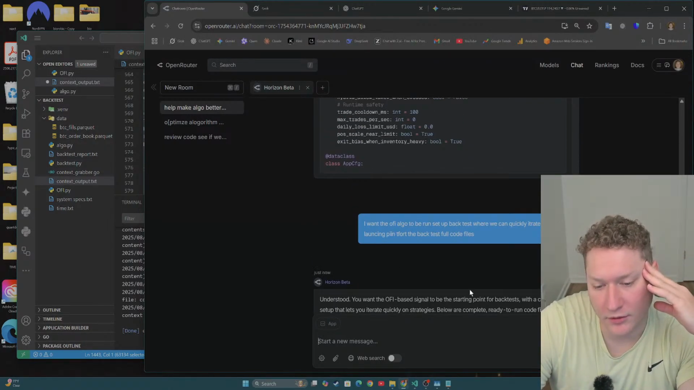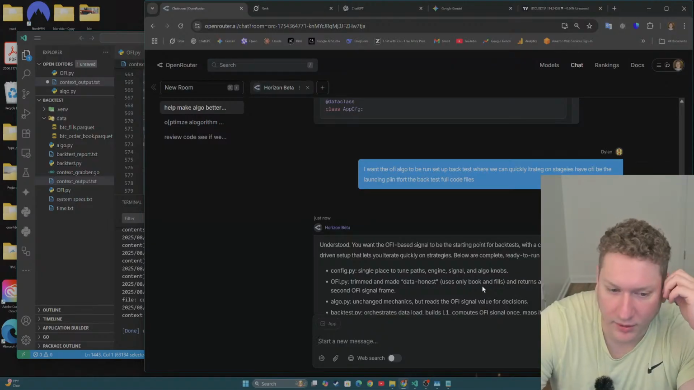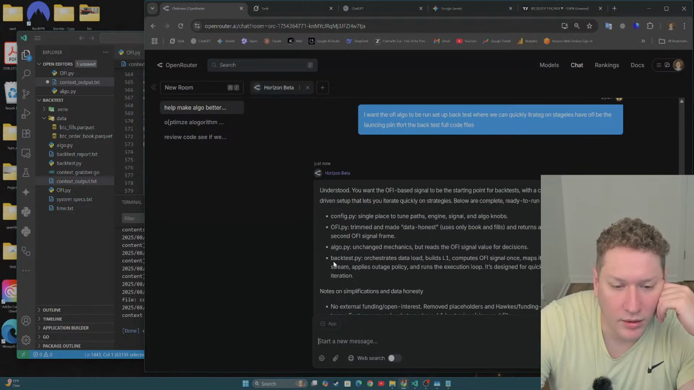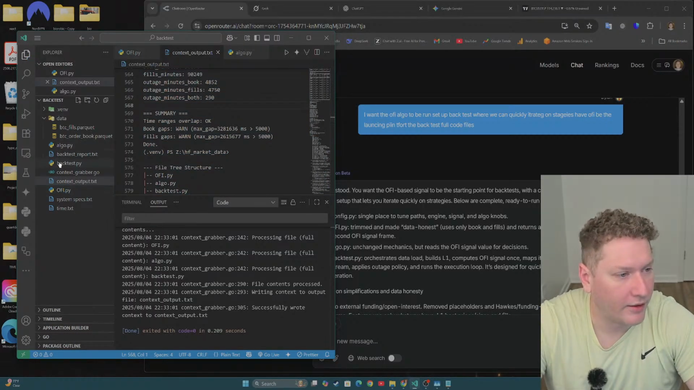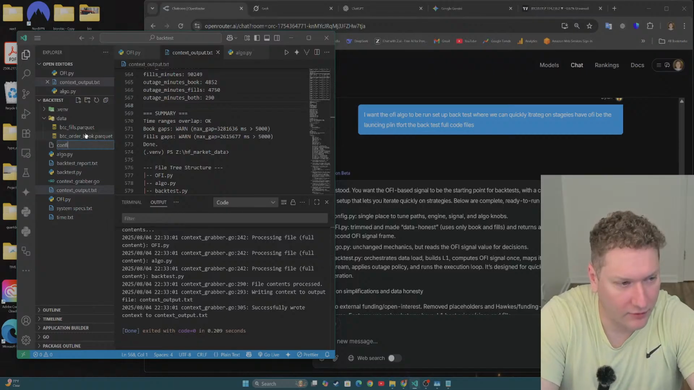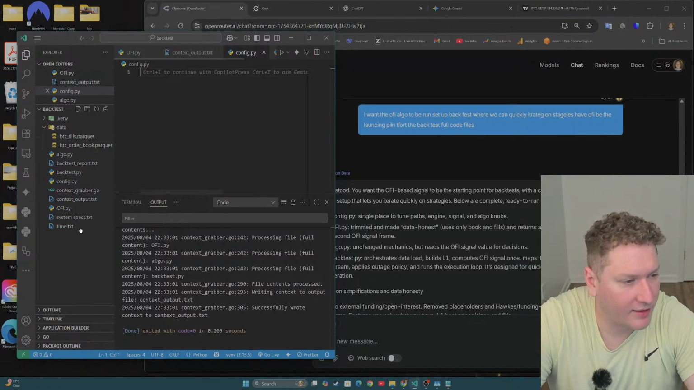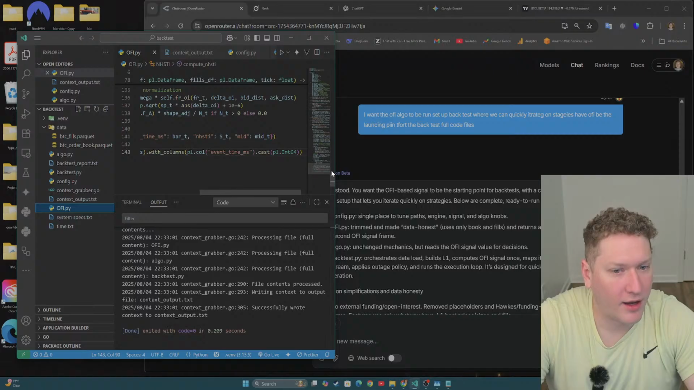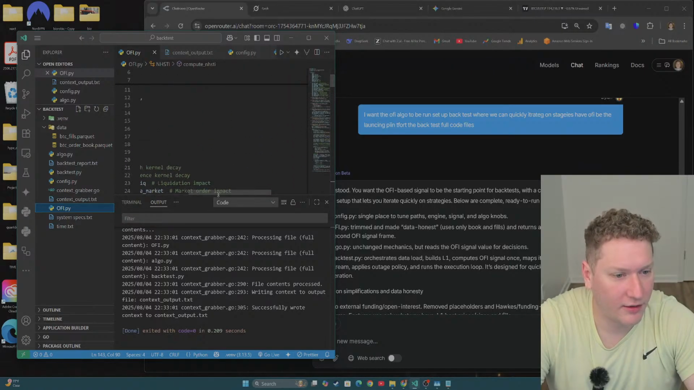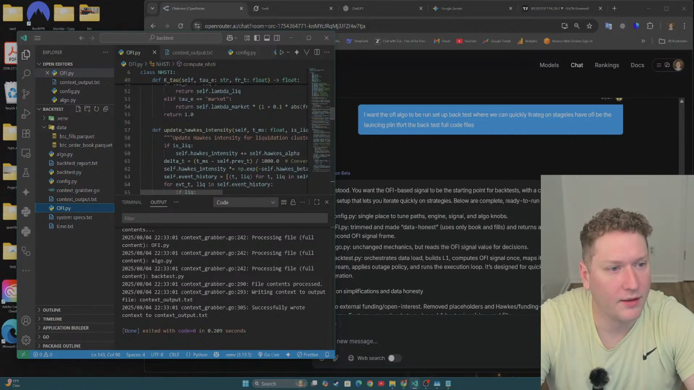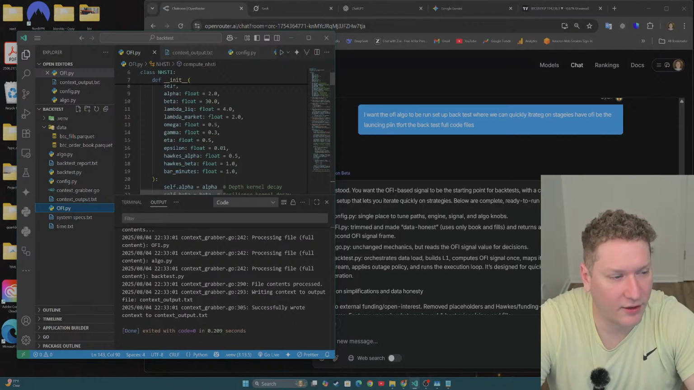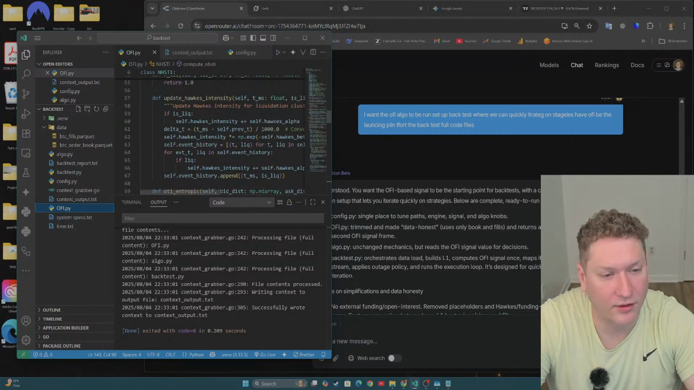We will get this. Okay, you want an OFI-based signal to be the starting point for the backtest with the config-driven setup. Yeah, exactly. I want to run the project with OFI. I want a new file called config, because if OFI has all of the configuration and I want to tune it with AI, it's going to have to rewrite the whole thing every single time. So we'll have these configuration files separately, and we can just output config, and the OFI strategy can just focus on the math.